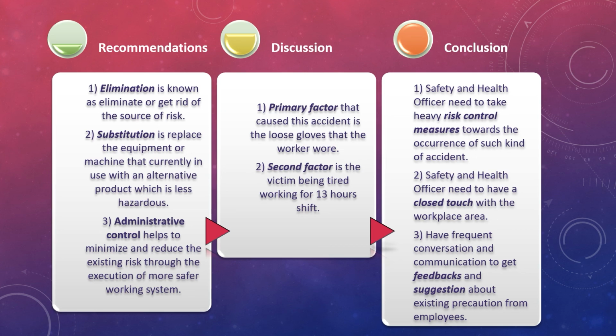Second, the safety and health officer needs to have close touch with the workplace area to be more cautious, and also able to notice important equipment or elements that need safety signs, which can cause hazards, including malfunctioning machines under maintenance that need awareness from the employer before handling them.